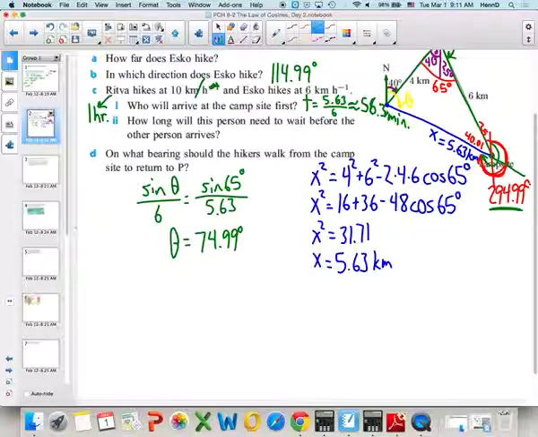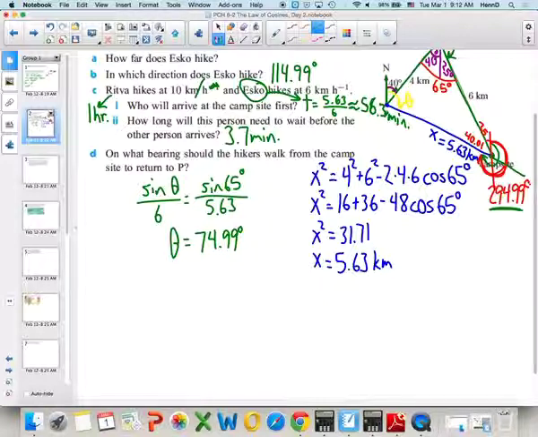Okay. Good. All right. So who gets there first? Esko. All right. The shortest distance is a straight line. It's not always the easiest, but a lot of times it's still faster. How long will Esko have to wait before Ritva arrives? 3.7 minutes. Yeah, 3.7 minutes. Okay? So, kind of an interesting question there.